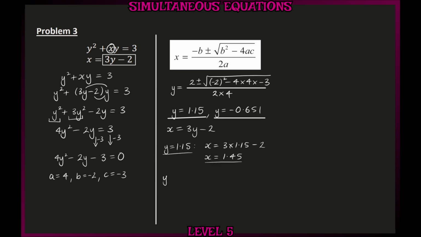If we now take y as minus 0.651 and we substitute it into x equals 3y minus 2, we get x equals 3 times minus 0.651 minus 2. And this gives us minus 3.95, correct to 3 significant figures. So this is our second pair.